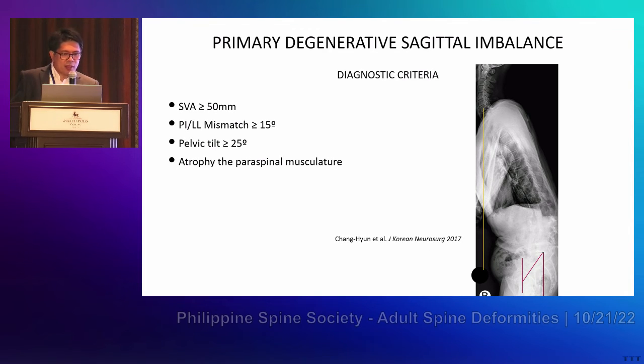For the diagnostic criteria, SVA is 50 millimeters or more. The pelvic incidence lumbar lordosis mismatch is 15 degrees or more. Pelvic tilting of 25 degrees or more. And atrophy of the paraspinal musculature.